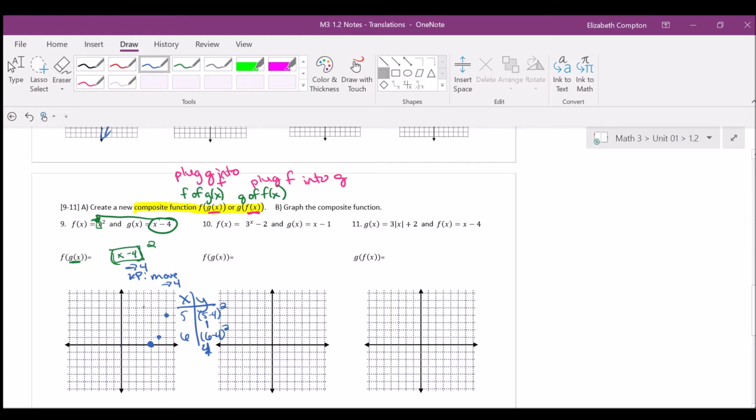My key point shifted to right here. I have 1 to the right, so I'm going to have 1 to the left. I have 2 to the right, so I have 2 to the left. And I'm going to make my parabola.